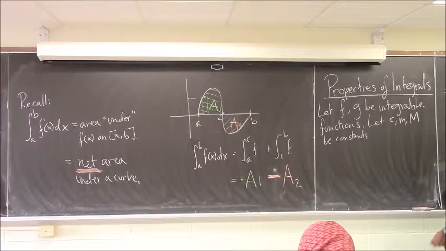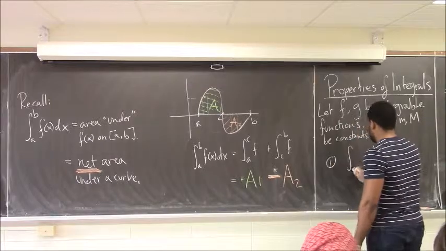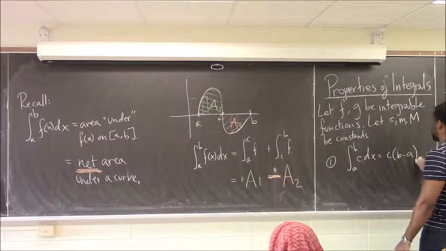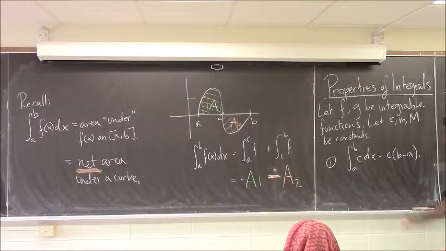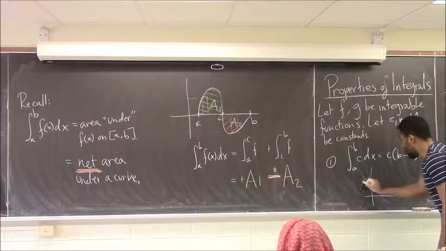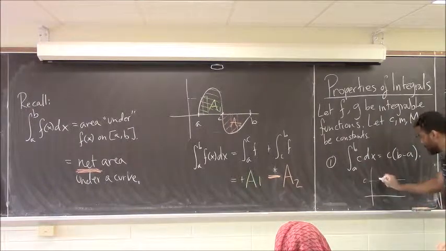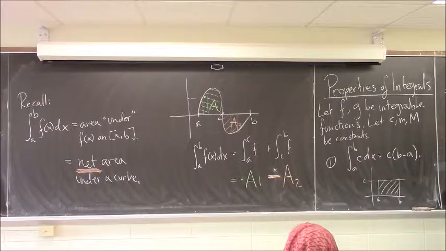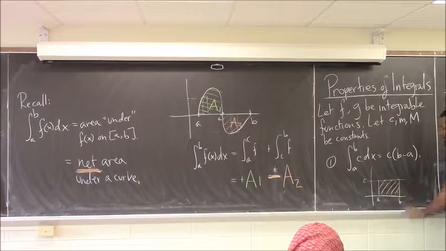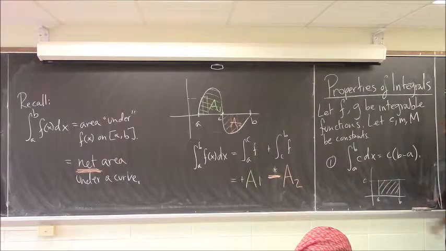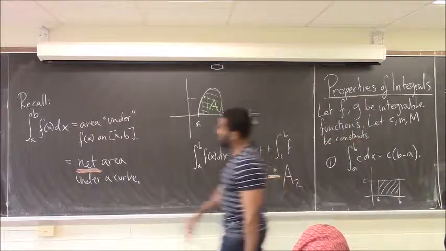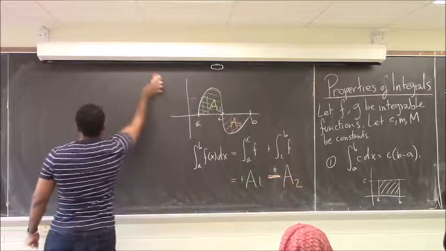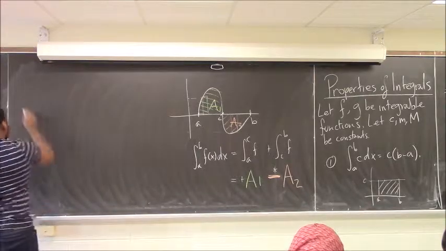Here are some important properties you want to realize. If you look at the integral from a to b of a constant, the result is going to be that. This one you can see, because if you have just a constant function that's a horizontal line, and I want to find the integral from a to b, it's clearly just going to give me the area of that. That's length times height, which is b minus a times c. That's always going to be true.